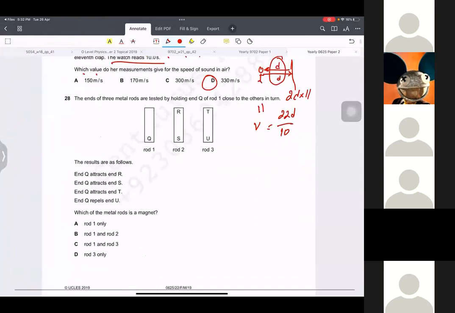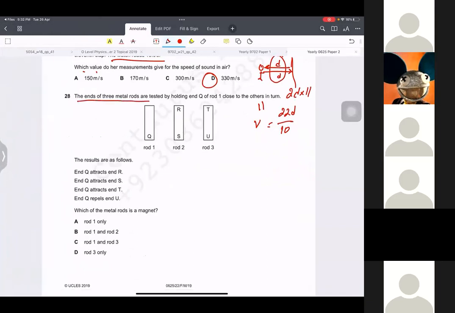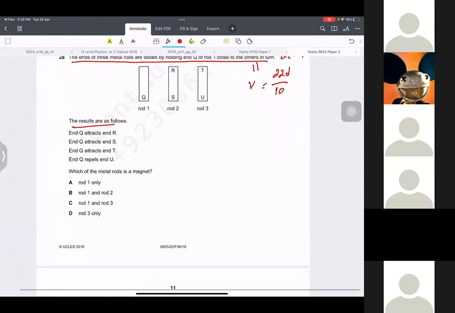All right. Now, the ends of three metals are tested by holding Q. The results are shown. Q attracts R, and Q attracts S. It means that this is a magnetic material. It is not a magnet, like iron, a soft material. So this is a soft material.